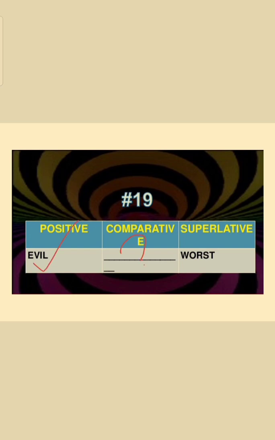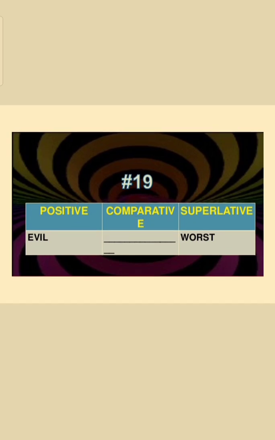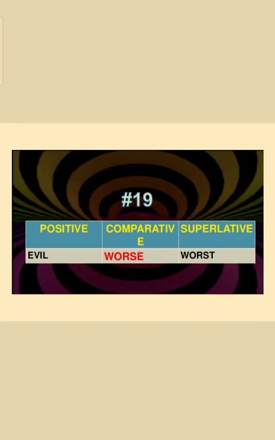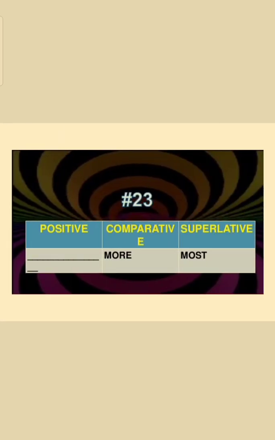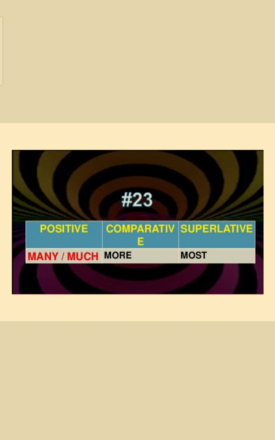Evil. Here comparative degree is missing. Superlative degree is given, worst. Take 2 seconds and just think about it. Yes? Okay. Here is the answer for you. Evil, worse, worst. Okay. Next example. So here positive degree is missing. More, most. So take 2 seconds and just think about it. Yes? This is the answer for you. Many or much, more, most. So this is very, very important. Remember it.